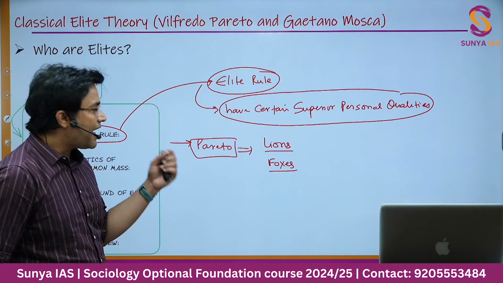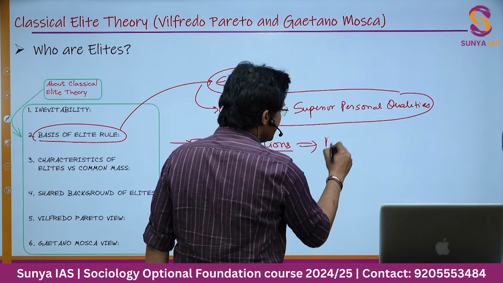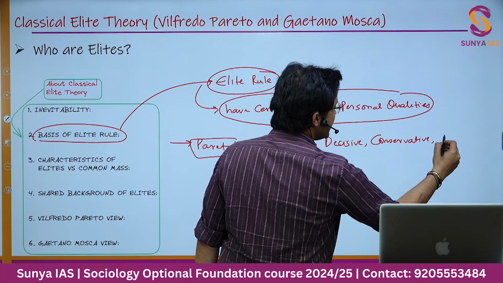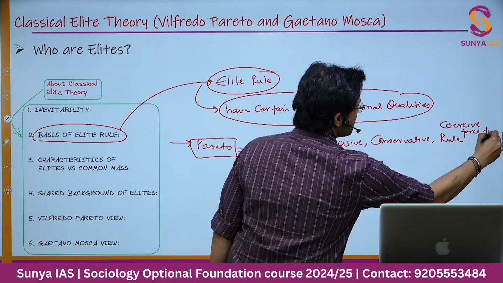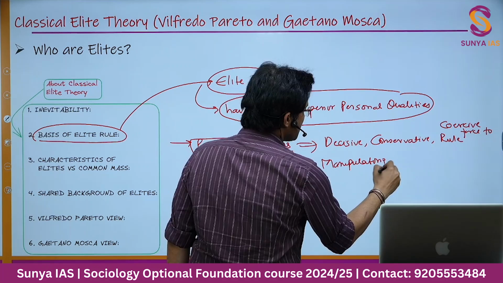Okay, and lions, he says that these people are lions. Why? Because they have certain personal qualities: they are very much decisive, they are very much conservative, plus they are very much coercive force to rule. They are not hesitant to use the coercive force. While foxes are very much good in manipulating things. They are very much deceitful. Okay, they could easily manipulate people.